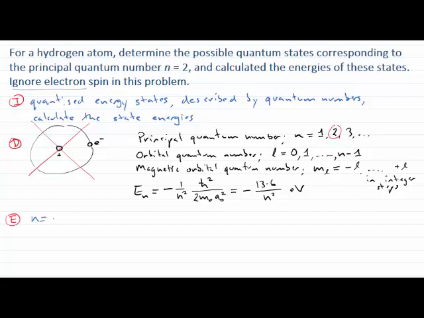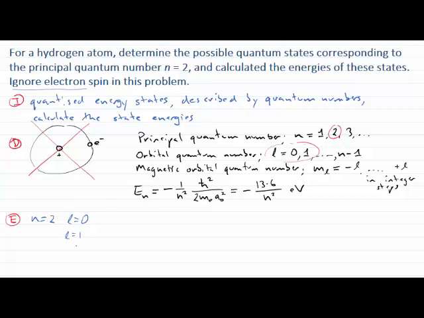So for n equal to 2, we know that our orbital quantum number L can go from 0 up to n minus 1. So in this case it can go from 0 up to 2 minus 1, which is 1. So in fact we only have 2 possible values in this problem for the orbital quantum number. So we could have L equals 0, or we could have L equals 1.